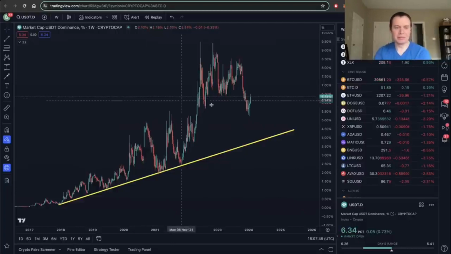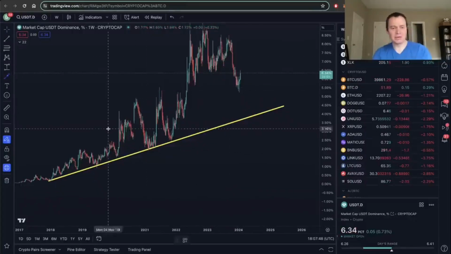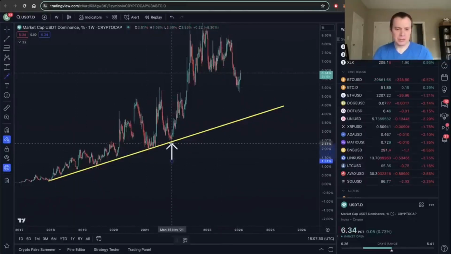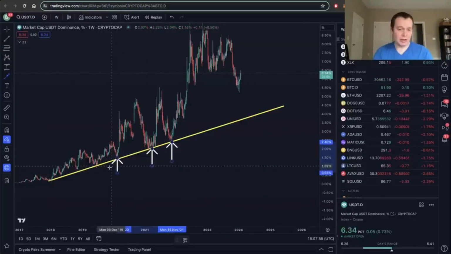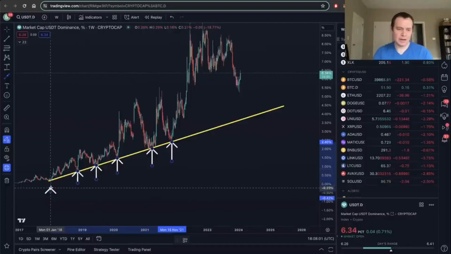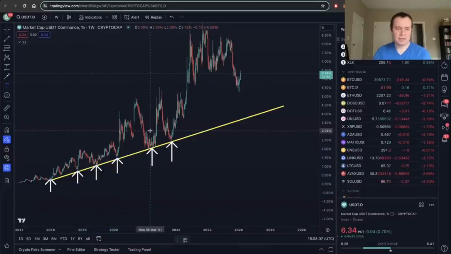Let me show you what I mean. There's several different examples here. This one and here. Even here we got pretty close. That trend line tag right there. This one and this one. Now, we're going to go through each of these.